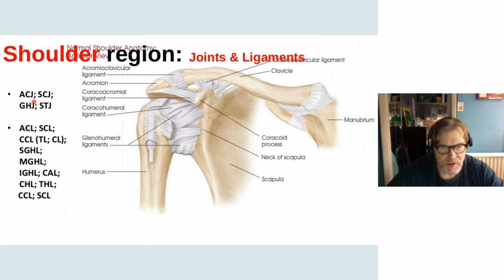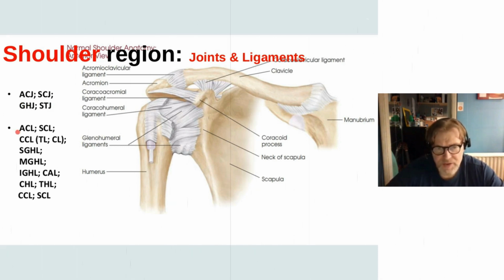We'll just clarify what we're dealing with here. So we've got the acromioclavicular joint, sternoclavicular joint, and its associated costoclavicular joint there. We've got the glenohumeral joint here, and on the anterior surface of the scapula and the posterior surface of the upper ribs, we have the scapulothoracic joint, which, as you know, is not a true joint. It's not a synovial joint, but these three are.